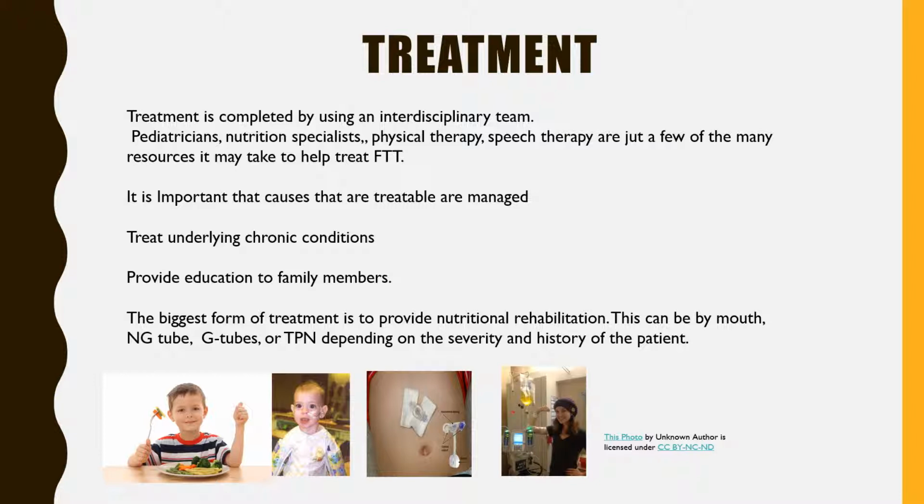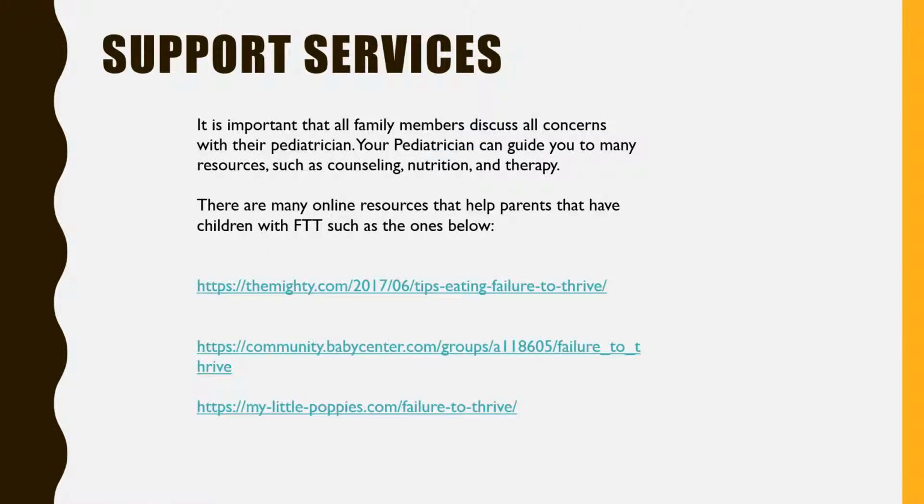So what is the treatment for failure to thrive? It is really completed by using an interdisciplinary team. We need pediatricians, nutrition specialists, physical therapy, speech therapy. Those are just a few of the many resources that it may take. It is important that causes that are treatable are managed, such as poverty or neglect. We need to treat those underlying chronic conditions and provide education to family members. The biggest form of treatment is to provide nutritional rehabilitation. This can be by mouth, NG tube, G tubes, or TPN, depending on the severity and history of the patient.